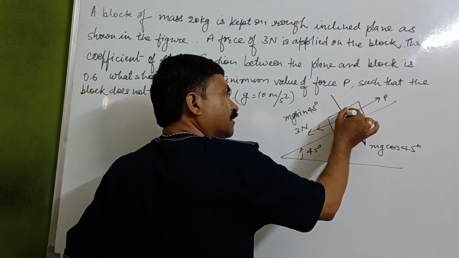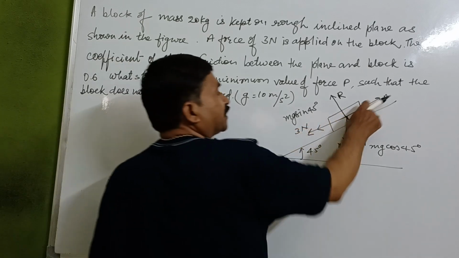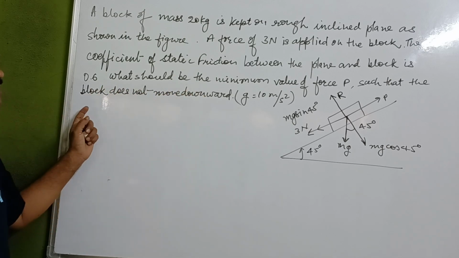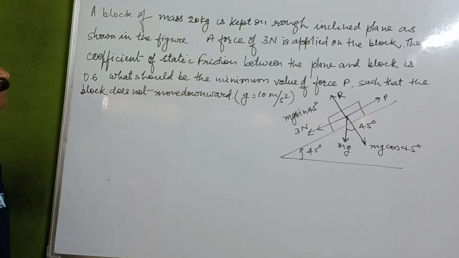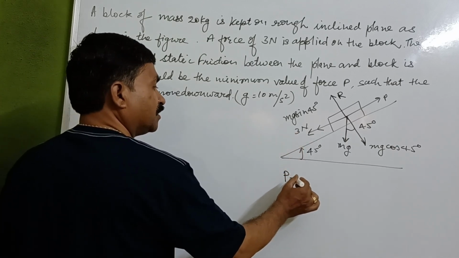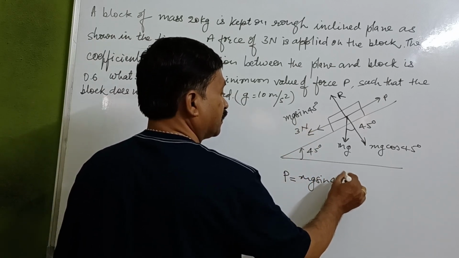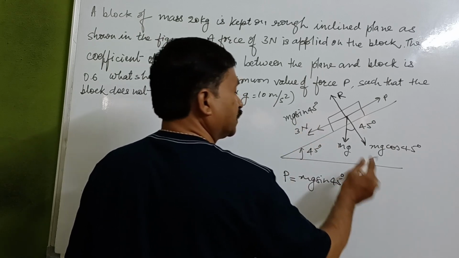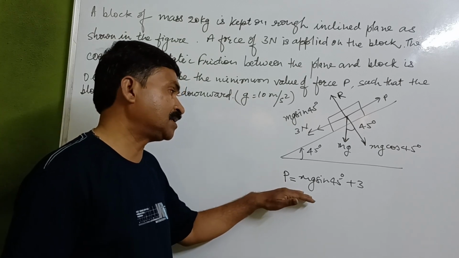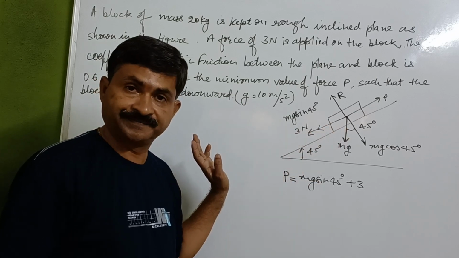Now there will be a normal reaction, which will be perpendicular to the plane, and the force P which is acting in this direction. So what should be the minimum value of force P such that the block does not move downward? Here we have this force P equal to mg sin 45 plus this 3 Newton. If it is balanced, and if P is more than or equal to this, the block will not move downward.